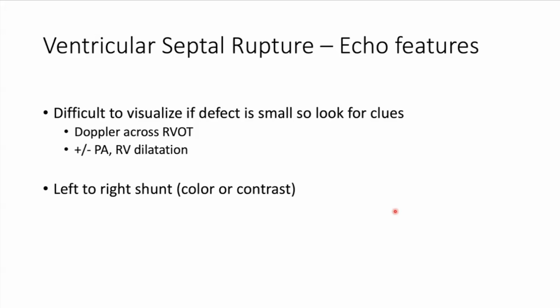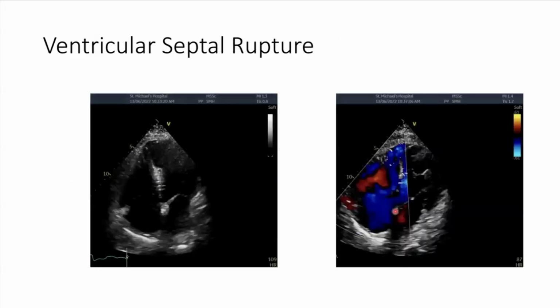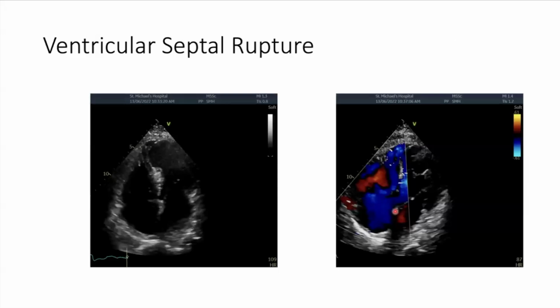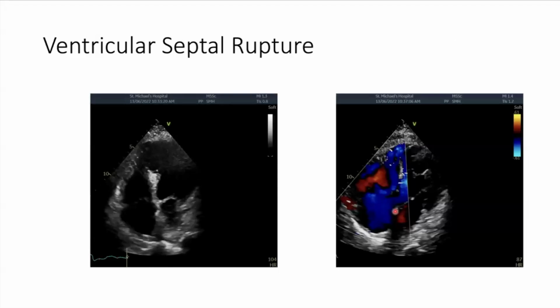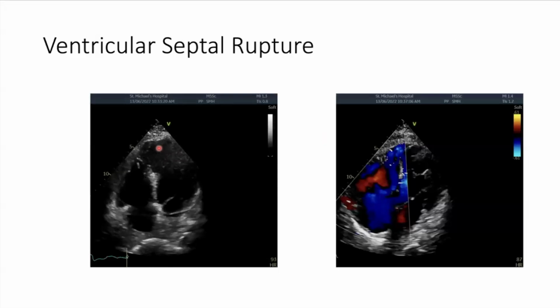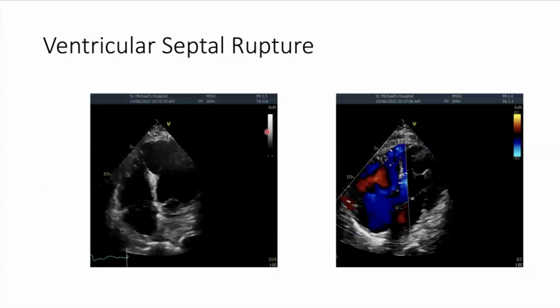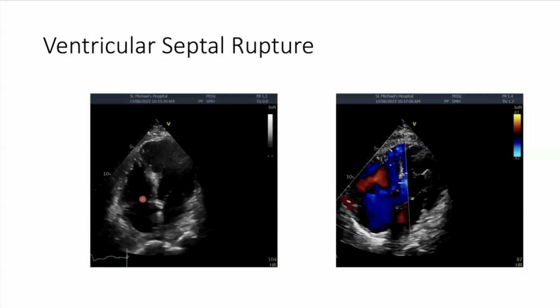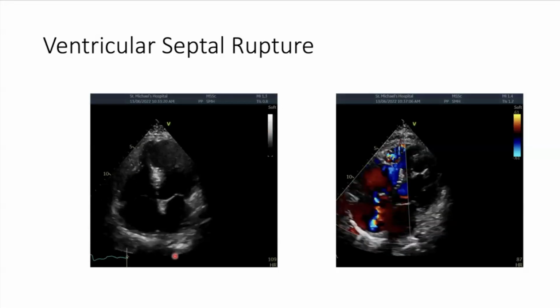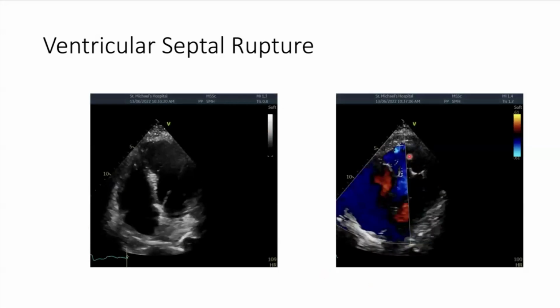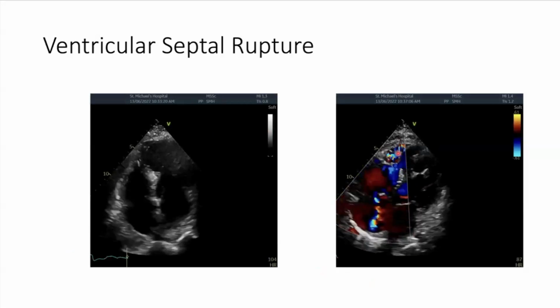The main feature that we're looking for is really the ventricular shunt. So you can either use color or contrast to demonstrate that. And of course, we're looking for wall motion abnormalities. So this is an apical four-chamber of an apical infarct. You can see that it's almost aneurysmal here. And the RV is quite dilated. When we put color across it, you see that there's turbulent flow in the apex. That's very unusual.